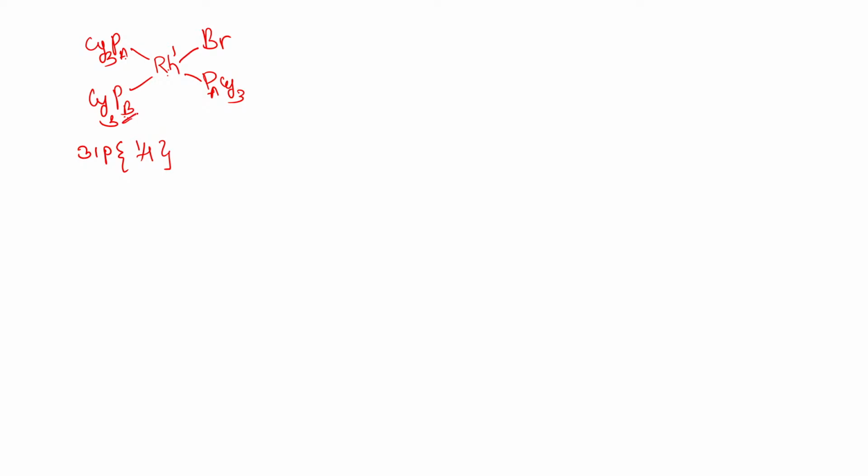Let us consider first this PB, the simple one. First it will be split into a doublet, and this one is the 1J rhodium PB coupling. Okay. Now each line will be split by PA. So this will now be a triplet.